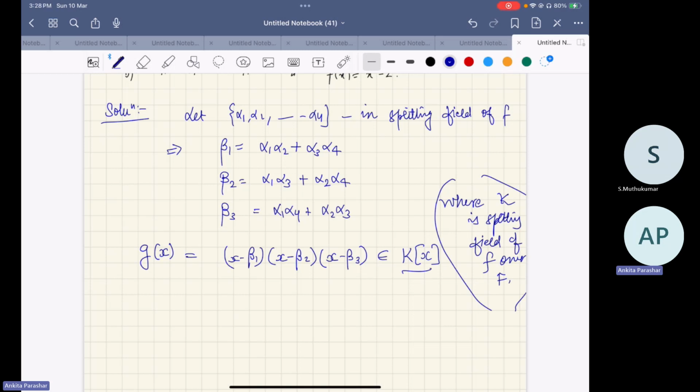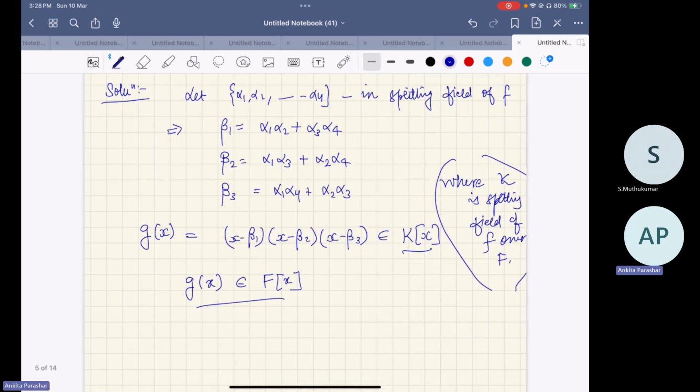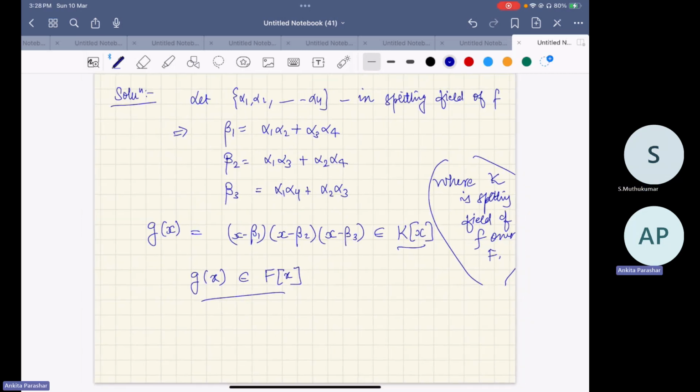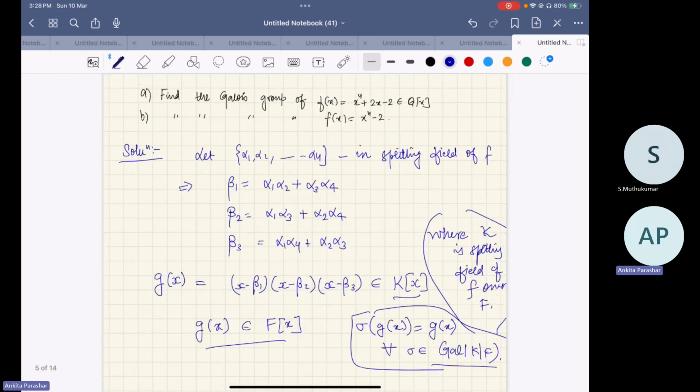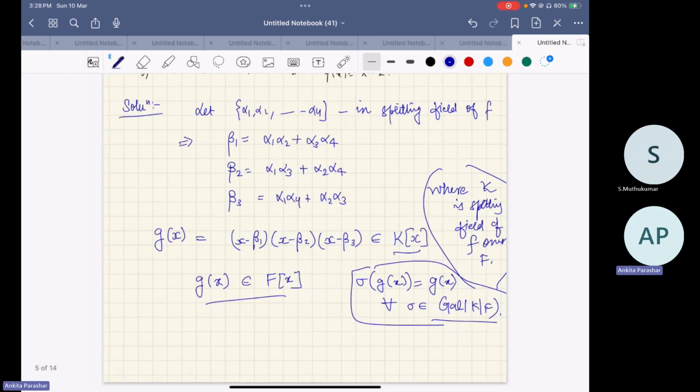But there is an important observation that this G(x) is actually in F[x], the base field, not just in the extension field. I think that is pretty simple. We will not discuss it, or if we can, it's a simple thing, because sigma(G(x)) is the same as G(x) for all sigma in the Galois automorphisms of K over F, let's say. So this polynomial is actually in F[x].